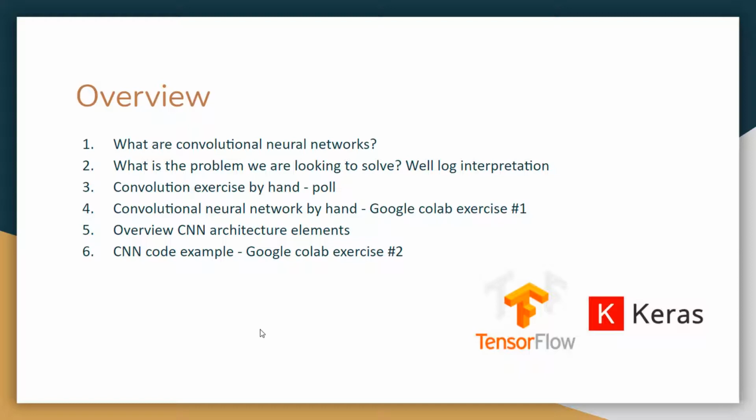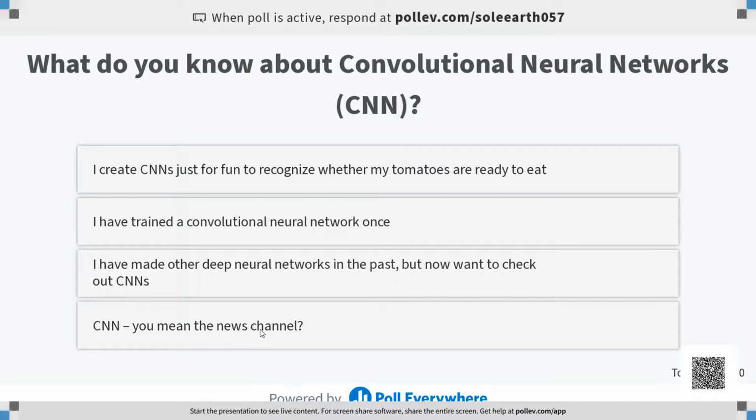Then we're going to take a break, and then learn what are the typical elements of a convolutional neural network architecture. And then we are going to learn how to use TensorFlow to go and implement a CNN for well log interpretation. This is a great workshop if you're doing research on this topic, or if you are working in the geosciences and would like to learn how to use CNNs for well log interpretation. So let us get going.